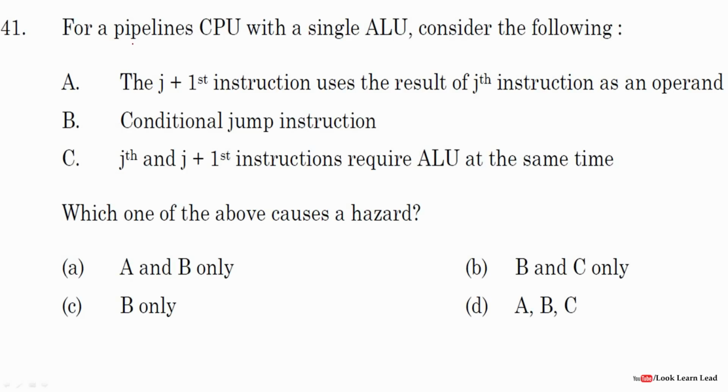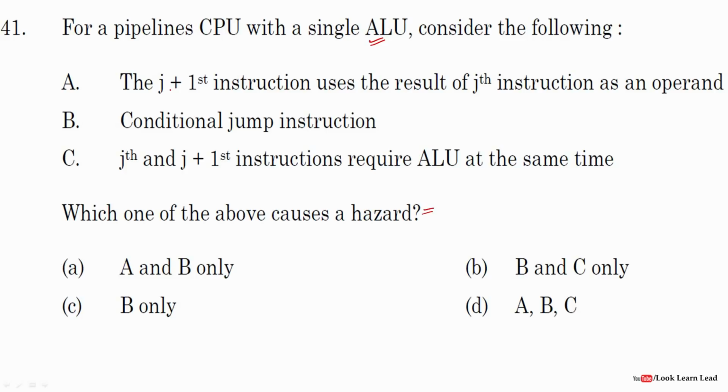Okay, for a pipeline CPU with a single ALU, so we have a single arithmetic and logic unit. Consider the following: three conditions are given and we have to tell which of the three conditions can cause a hazard. For this you have to know details about hazards. You can go through any computer organization book to see what the types of hazards are.